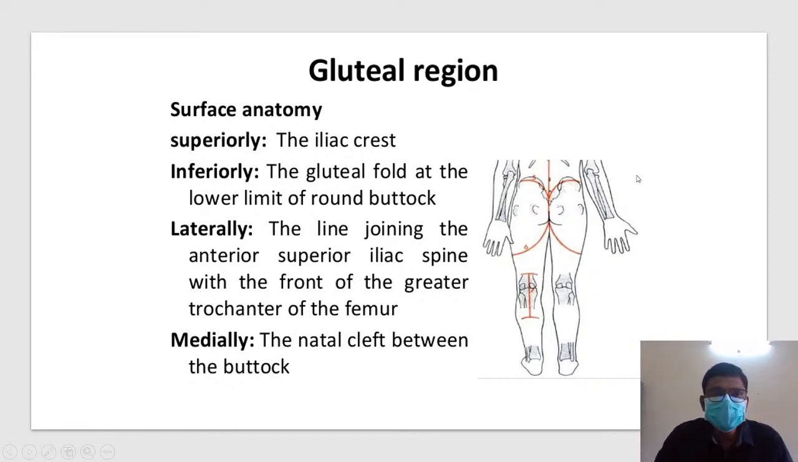So these gluteal folds at the lower limit of the round of the buttock are the inferior limits of this gluteal region. Laterally, it is bounded by the line joining the anterior superior iliac spine with the front of the greater trochanter of the femur. And medially, there will be a natal cleft between the two buttocks. So these are all the boundaries of this gluteal region.